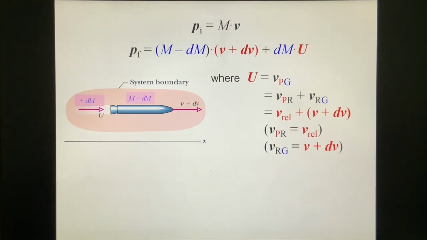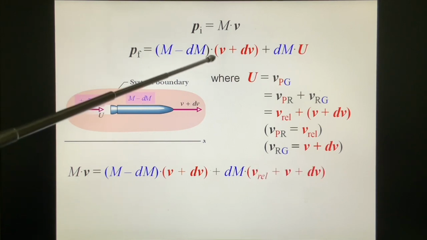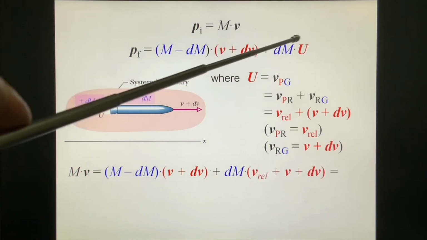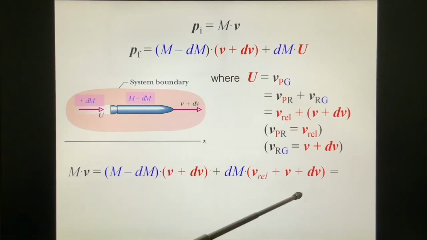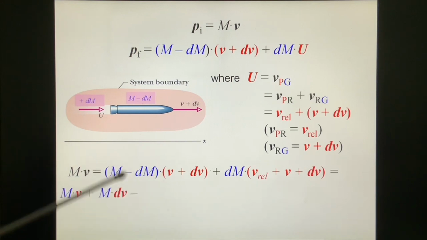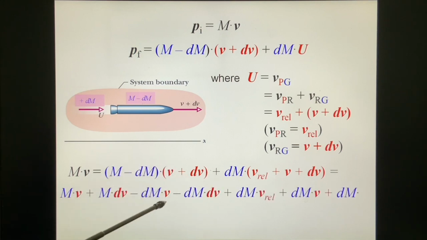We put this back in the equation, and we make P initial equal to P final. So this is P initial, this is P final. The P final is (M minus dm)(V plus dV) plus dm times U. U we replace by V relative plus V plus dV. And we do the calculation: mV, mdV, minus dmV, minus dmdV, plus V relative dm, plus dmV, plus dmdV.